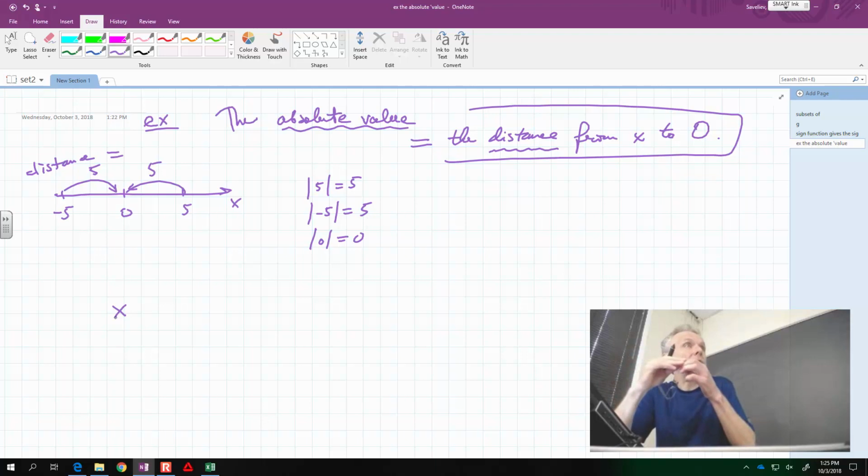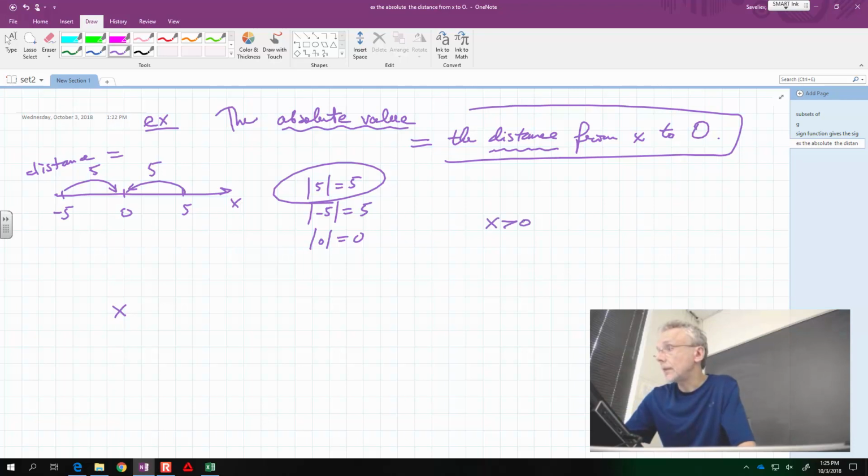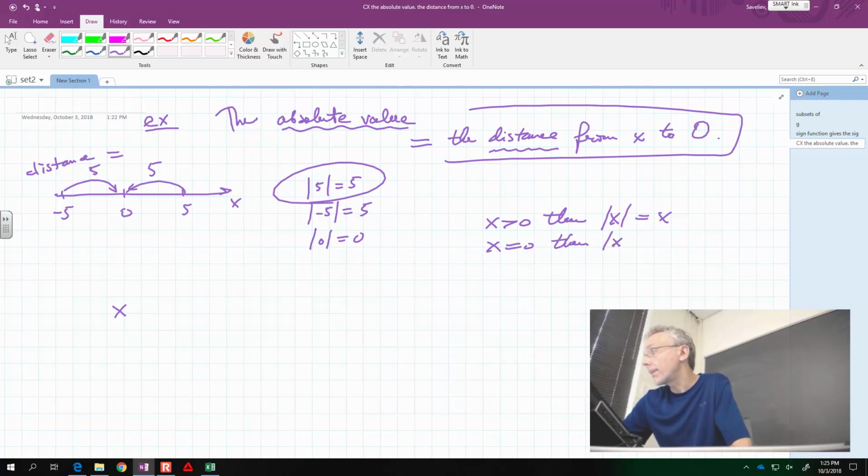Variables. X is the variable. So the computation is different. Well, let's take the simplest case. What if x is positive? Then what is the absolute value? X is positive. Then what is absolute value of x? X. Okay. If x is 0, then absolute value of x is 0. X is negative. What's the absolute value of x?